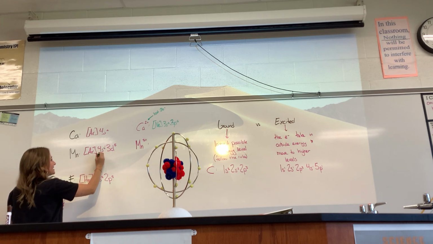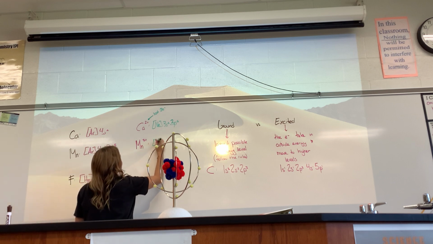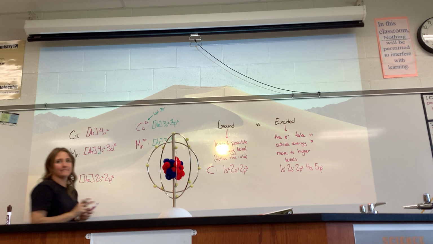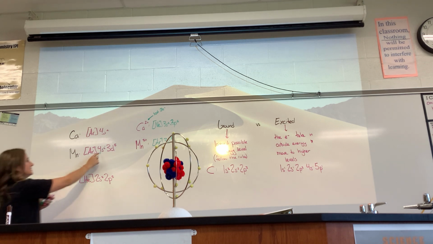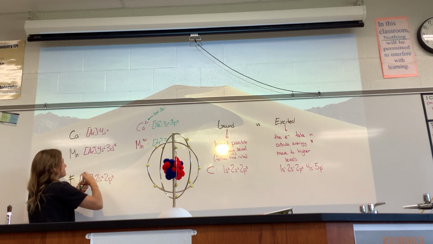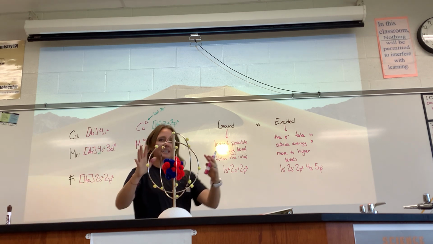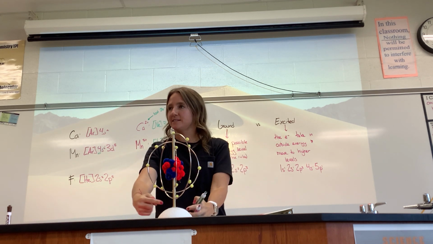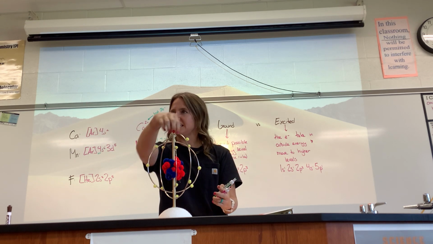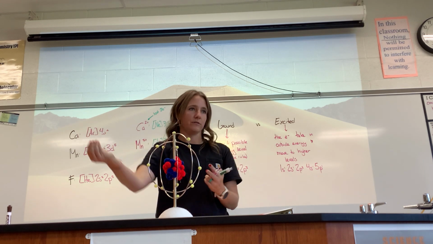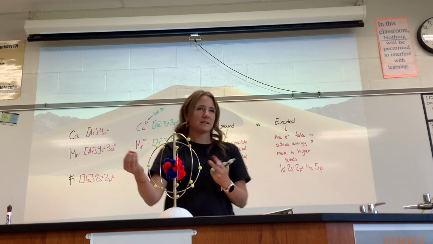So this would actually go away, and your configuration would be Ar 3d5. So the higher energy level is what we remove from. You can think of it this way: if there's a 4th ring on this, it's easier to pull off that 4th ring than to get inside that 3rd ring and pull those ones off. Questions on that?